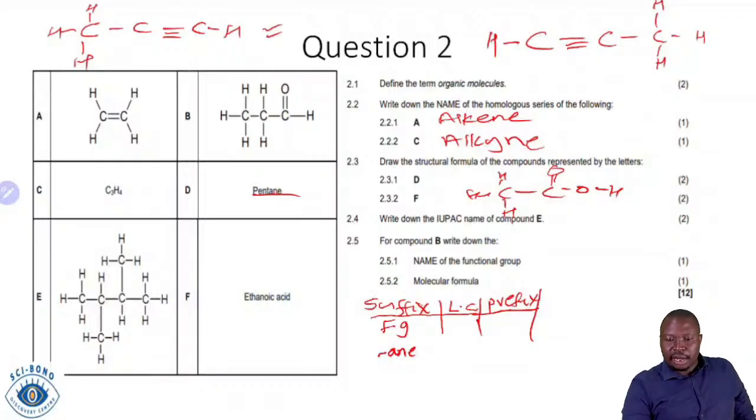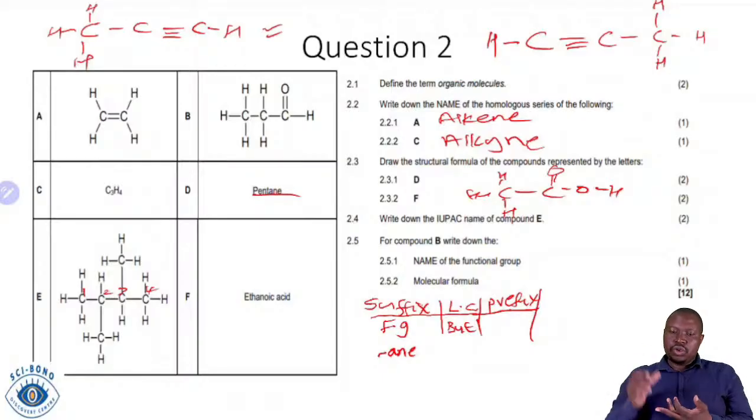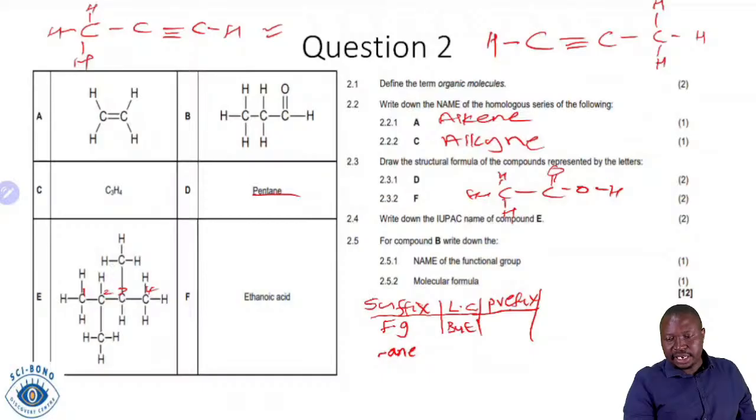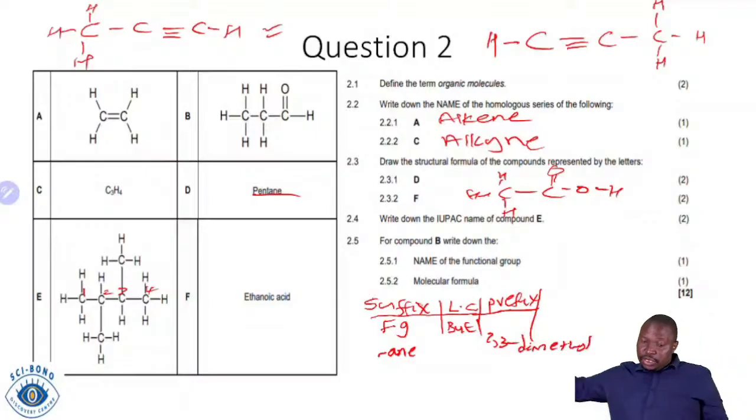And then you say the longest carbon chain. How many carbons? 1, 2, 3, 4. So you're able to say, okay, 4 is but. And then the prefix, here we're saying branches: your chloro, your bromo, your methyl, your ethyl. So in carbon number 2, we have a methyl. In carbon number 3, we have a methyl. So that is 2,3 dimethyl. So you see, you start from the end to the beginning.